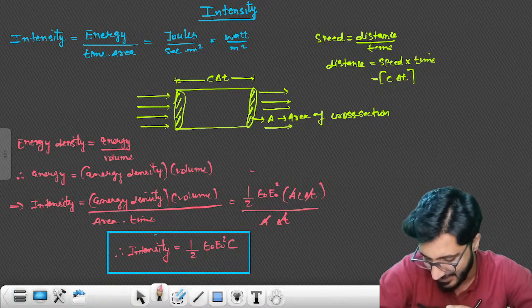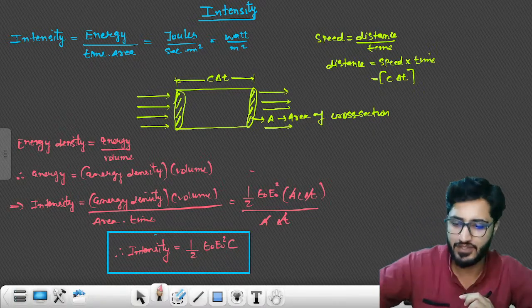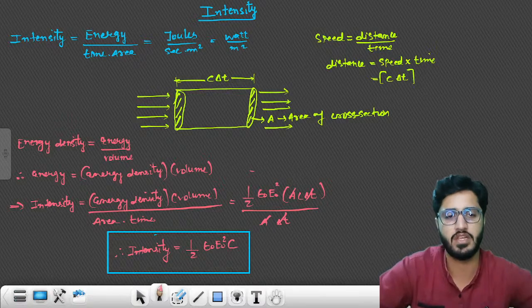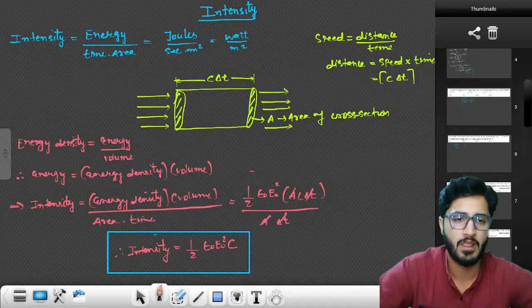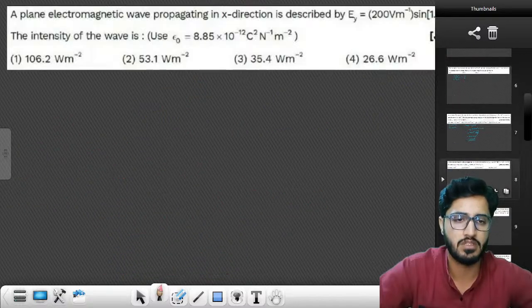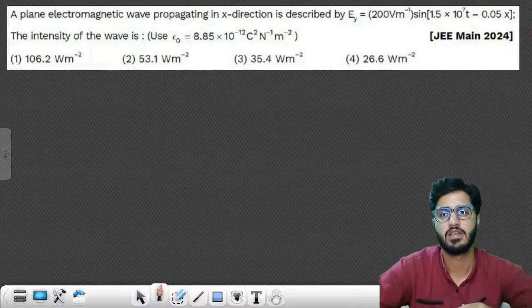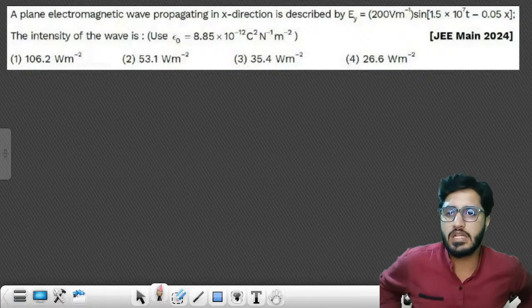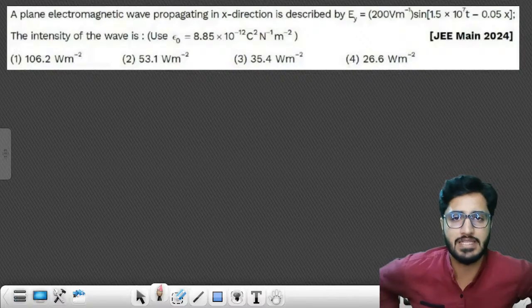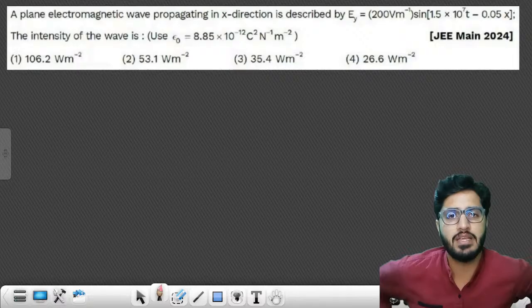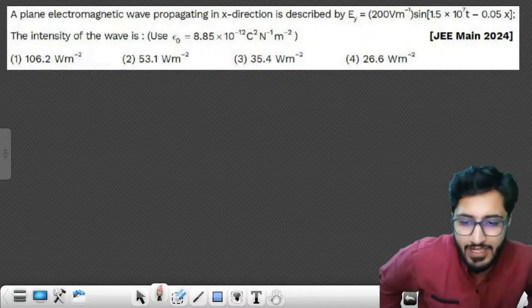Right? Okay. Now, if this thing is very clear to you, let me show you a numerical. This one now. Okay. The numerical is: a plane electromagnetic wave propagating in the x direction, that is plus i cap, is described by an electric field in the y direction. We have to find out the intensity of the wave.